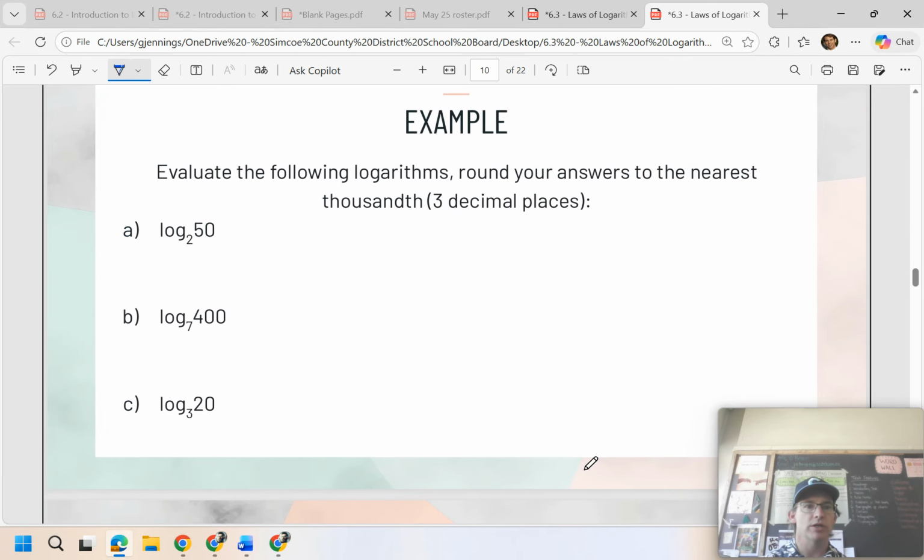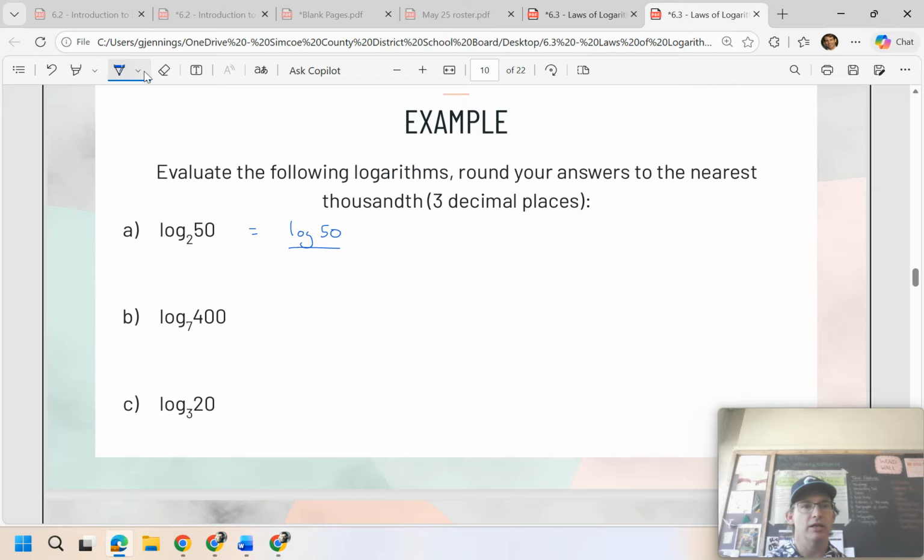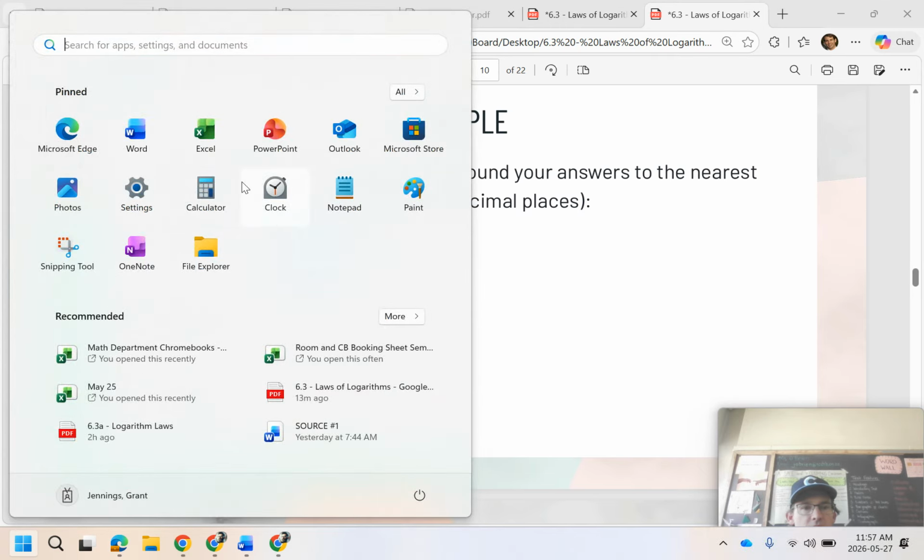So like if I wanted to evaluate log base 2 of 50, well, I just take the common log of 50. That's the exponent that I have to raise 10 to in order to get 50. Sorry, log 50. All right. And then I'm going to divide that by log 2. And when I do that on my calculator, it looks something like this.